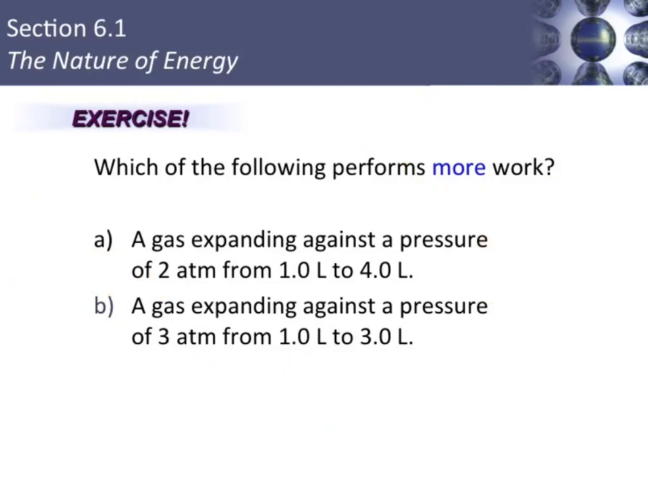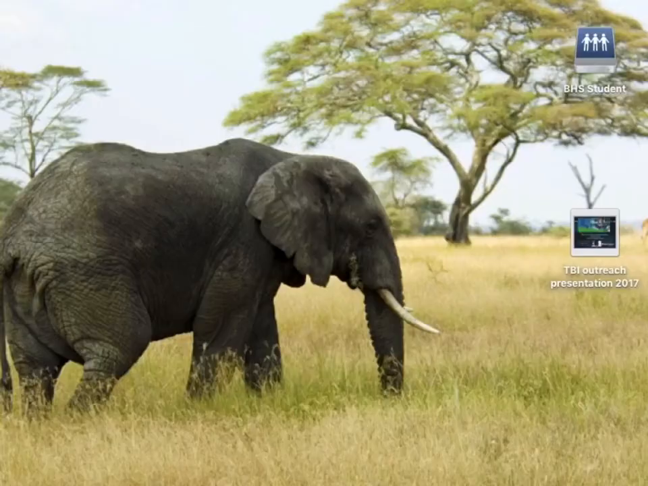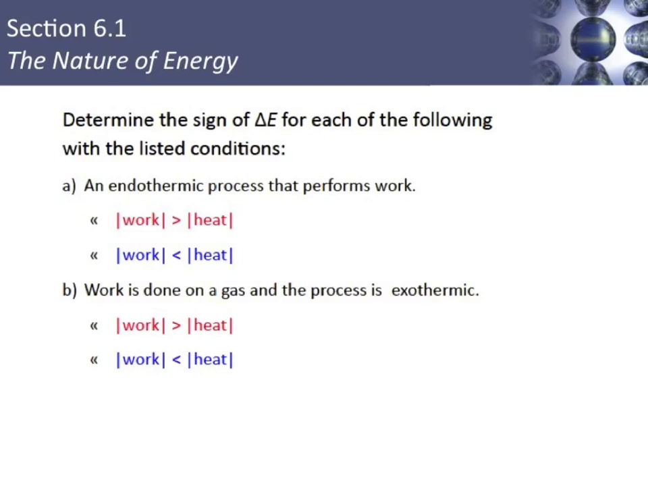So next, and this comes to Lauren's question a while ago. Determine the sign of delta E for each of the following with the listed conditions. Well, what's the formula for delta E? Delta E is equal to Q plus W. Okay? So that's the equation we're going to look at. We're going to look at this without numbers.